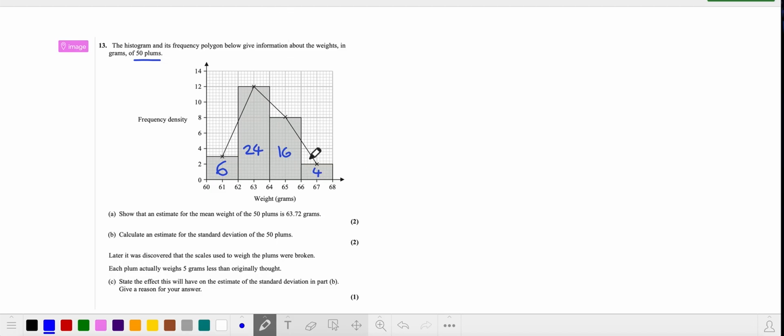So there is no scale factor on this one. The area of the bar is the frequency. So we can think about this as just being like those grouped data tables that you are used to calculating estimates of means using.